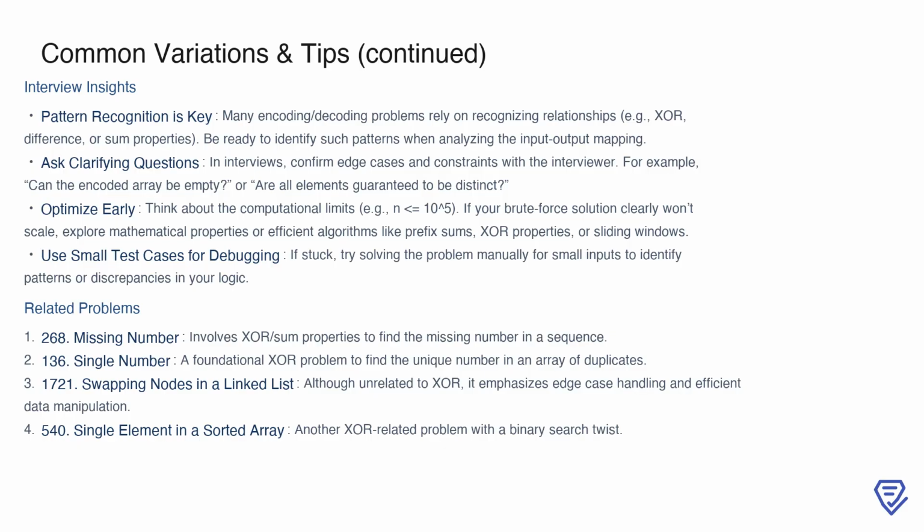Additionally, don't hesitate to ask clarifying questions. For example, confirm with the interviewer whether the encoded array can be empty or if all elements are guaranteed to be distinct. Another tip is to optimize early. Given computational limits, such as n being up to 100,000, it's clear that a brute force solution won't scale. Instead, explore mathematical properties or efficient algorithms, such as leveraging XOR or prefix sums.